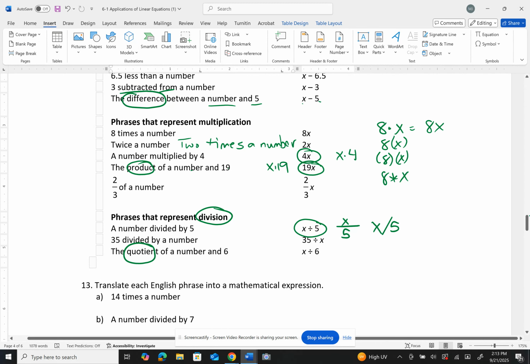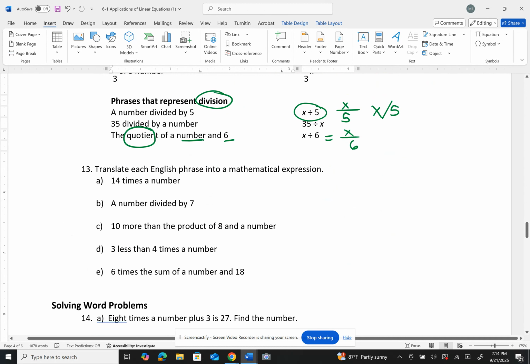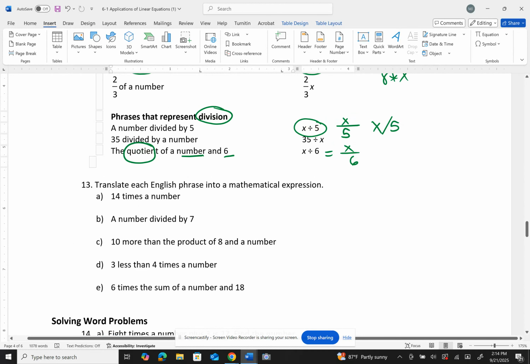All right, so 35 divided by a number has to be 35 first divided by x, but it could be written in any of those forms. And then quotient of a number and 6 would be in that order, but it could be written x over 6, okay, instead.